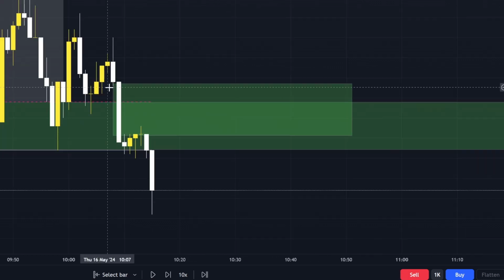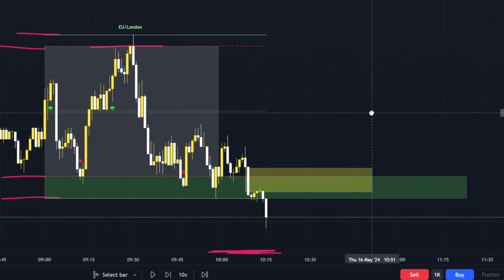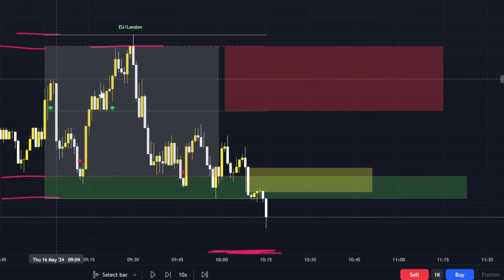Zooming in a little bit closer, you can see that the wick of this candle and the wick of this candle left a gap. So there was a little bit of imbalanced price right here. There was only selling pressure, no buying pressure. Let's change that color to yellow. And the last and final range is going to be from the opening price to the 50% level.